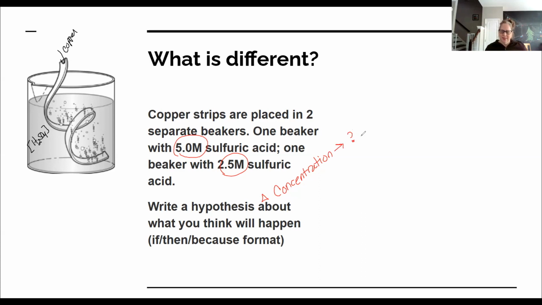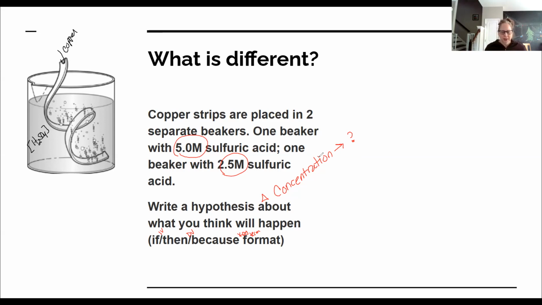Let's write a hypothesis about what we think will happen. So hit pause and try to put it in this if, then, because format. And if you need a little help, if IV, then DV, because key term. That's a way to remember to make sure you're hitting all the spots. If independent variable, what's the independent variable? The thing that the experimenter changes.